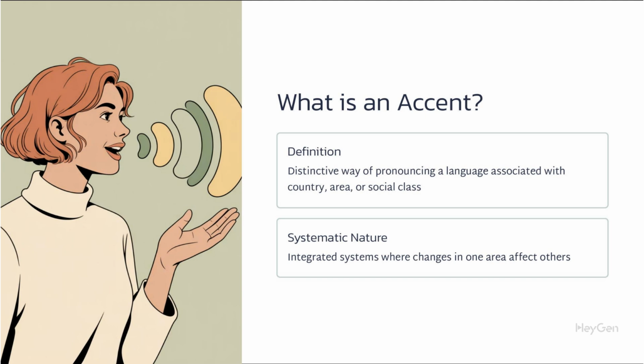Think of it this way. When British English lost the R sound after vowels, it didn't just disappear. The language compensated by developing centering diphthongs, those sliding vowel sounds you hear in words like here and there. This shows us that accents function as complete interconnected systems.